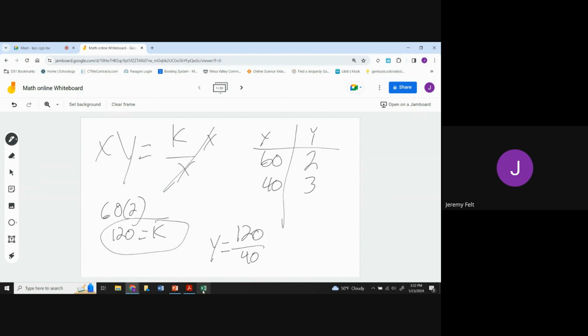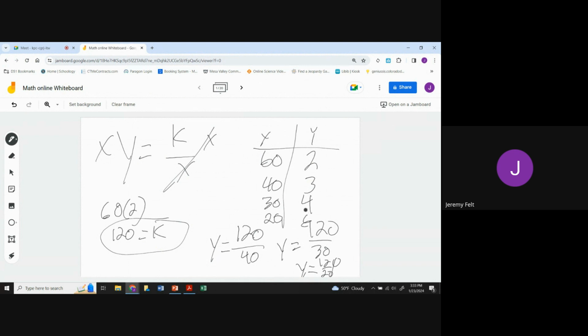And what was our next one? 30. 120 over x equals 30. It's going to be 4. And 20. It's going to be 6. So we keep filling it. And we notice as x, our input, is getting smaller, our output is getting larger.